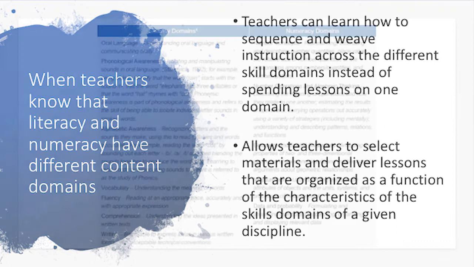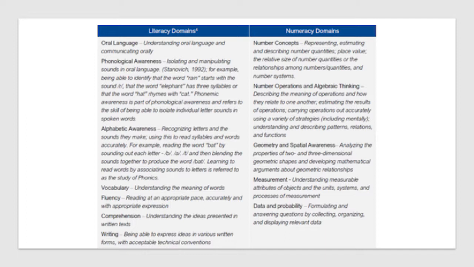So this is a very fuzzy chart, I apologize, but it's Table 1 in the publication. And it highlights all the different literacy domains and the definitions for literacy domains as well as the numeracy domains. So I think it's a good reference to see the differences between the two.